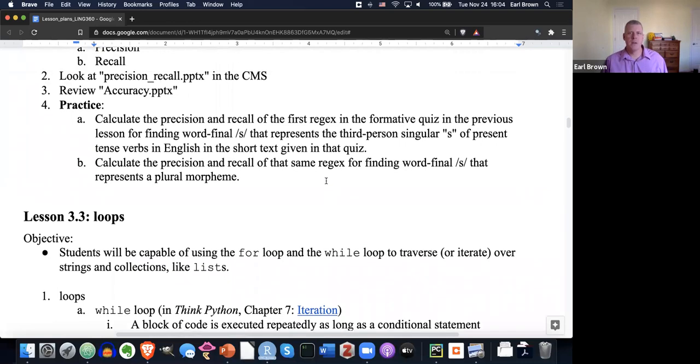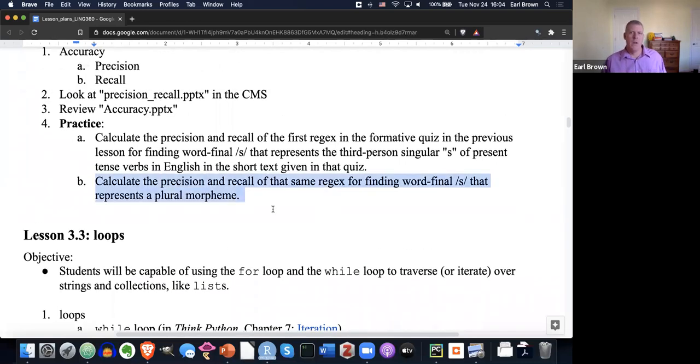Maybe try this here. I want you to try this one for a few minutes by yourself. Calculate the precision and recall of that same regex for finding word final S that represents a plural morpheme. Morpheme in linguistics is a part of a word that gives meaning to the word. So an S that represents plural, more than one thing of that noun.